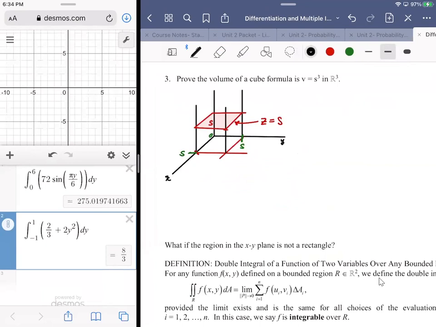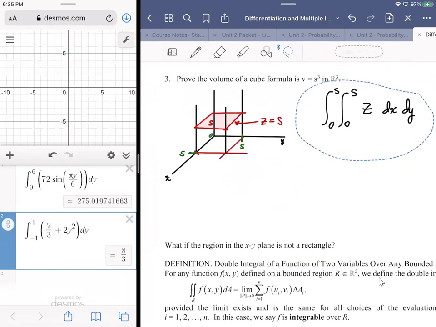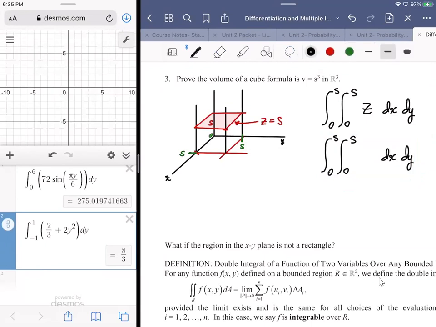So what I would look to do here is find the multiple integral of f of x comma y, so my z function, dx dy or dy dx, it doesn't matter which way I go, all right? And that would be over the interval of 0 to s in terms of x and 0 to s in terms of y. And the only caveat here is that z itself is equal to s.